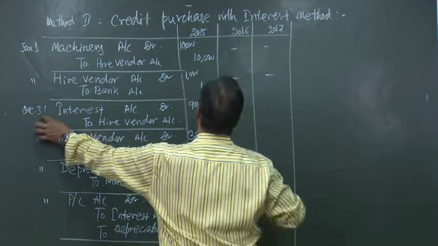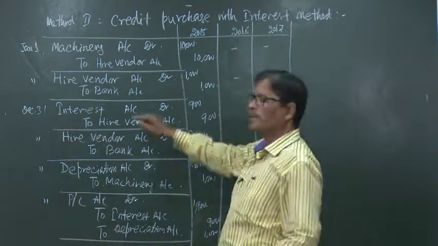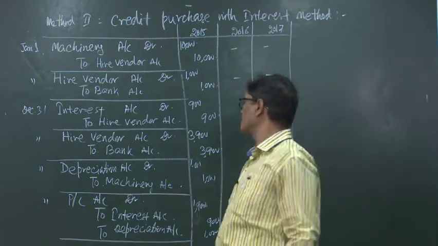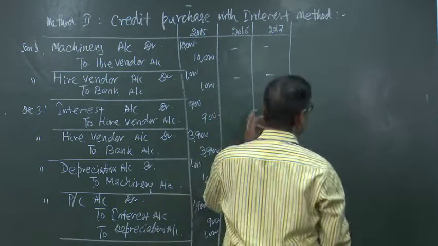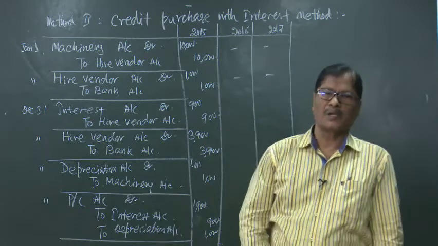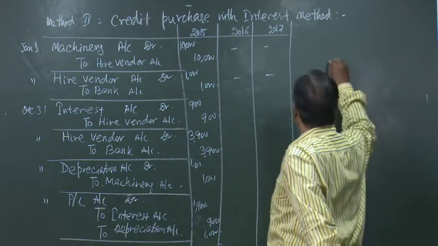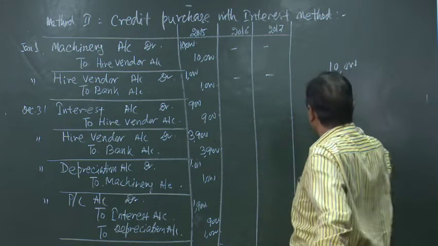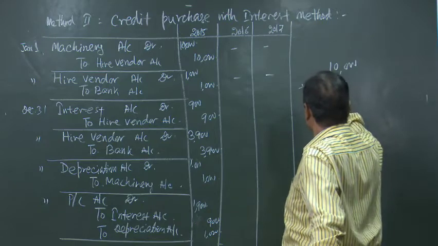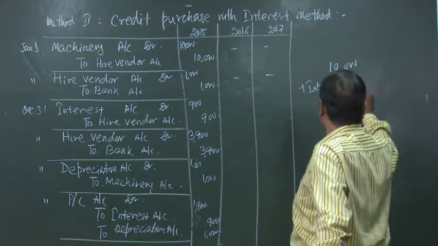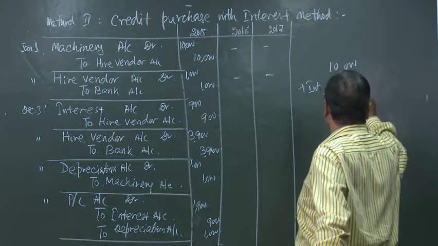On December 31st, 2016, first of all we have to calculate the interest. What will be the amount of interest? The amount of interest will depend on the amount outstanding on us. So, out of 10,000, the first year's interest was 900. So, in this way it is coming to 10,900.